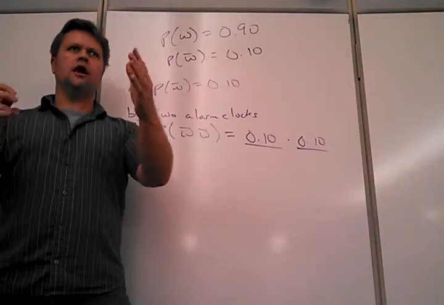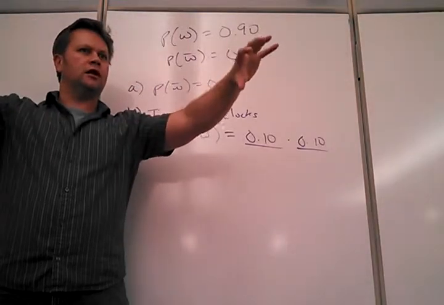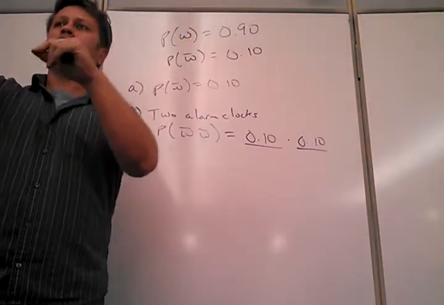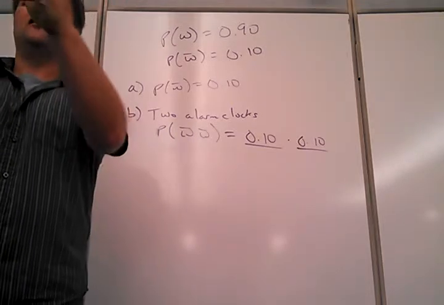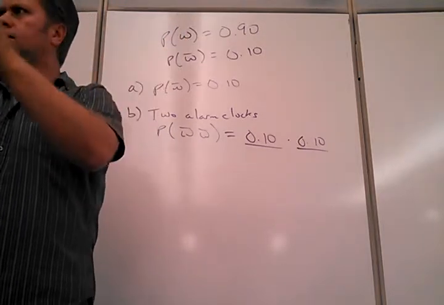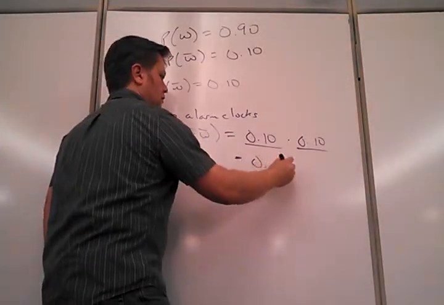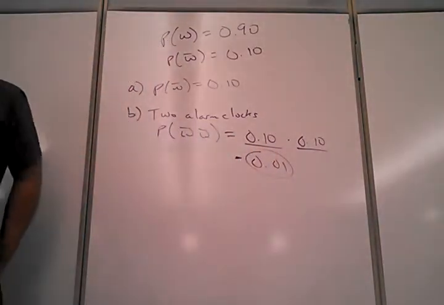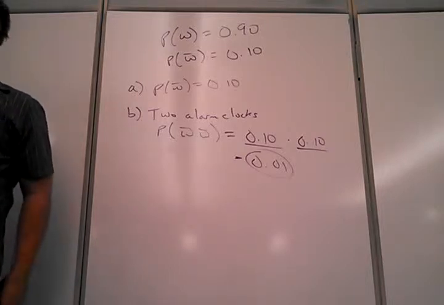The only time you can just directly multiply probabilities is if you know for sure that they are independent, or your sample is so small, like we talked about earlier, or last time, it's less than 5% of your population. Then you can assume it's independent. So, of course, what do you get there? 0.01. It's crazy. So still, one out of every 100 days, both alarm clocks will not work.